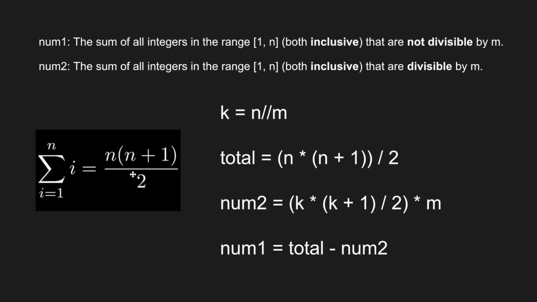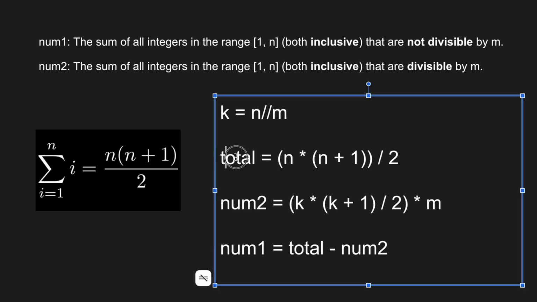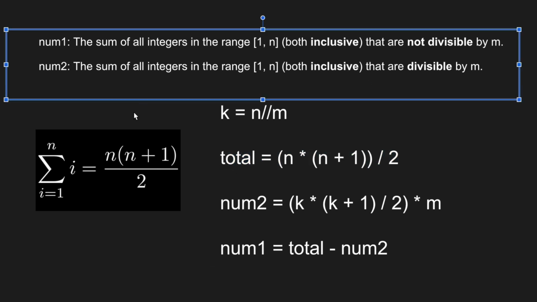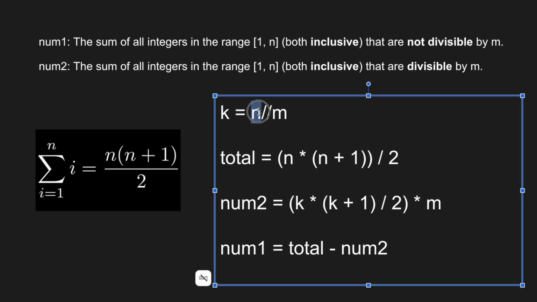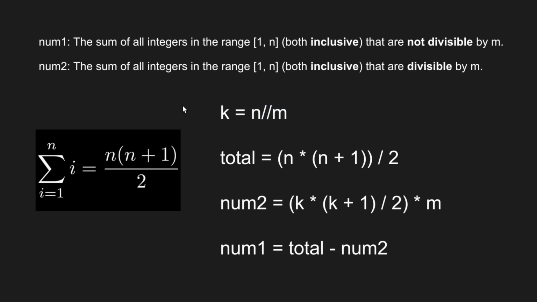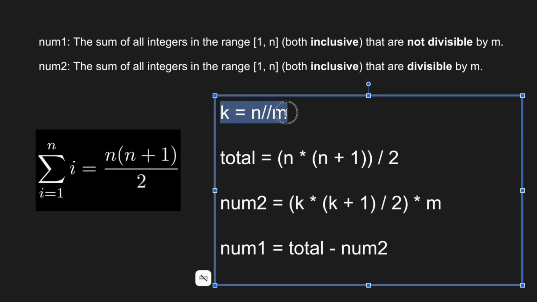So we all know of this formula from our math classes, where we can find the sum of all numbers from 1 to n by using n times n plus 1 divided by 2. So to find the sum of all numbers from 1 to n, we'll use this formula. And we realize that num2 is the sum of all integers in the range 1 to n that are divisible by m. So let's say n is 10 and m is 3, then we divide that, it will be 3, and as we know, there are 3 numbers that are divisible by 3, which is 3, 6, and 9. So we will use this k, and then we will plug it into the sum formula.